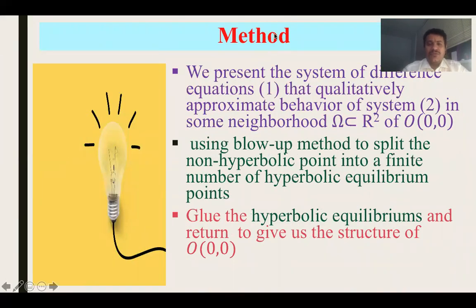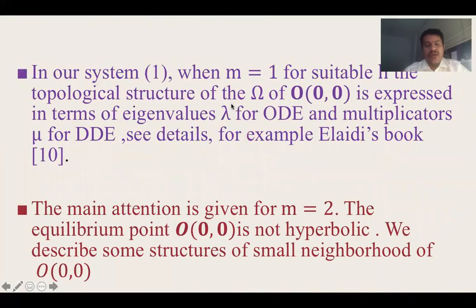Method. First, we present the system of difference equations that qualitatively approximates the behavior of the ODE system. Second, we use the blow-up method. And third, we glue the hyperbolic equilibriums and return back to give the final structure of the isolated point (0, 0). In our system 1 of difference equations, if m equals 1, the structure of the neighborhood of (0, 0) is already explained by Al-Ayadi. The main attention is given when m equals 2.